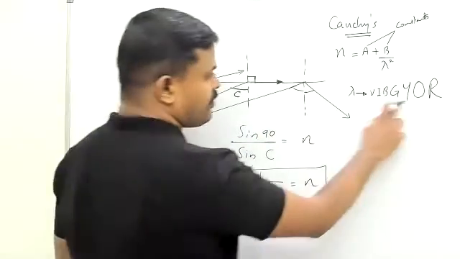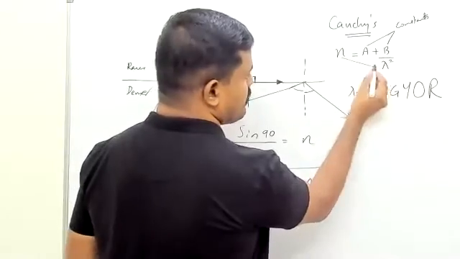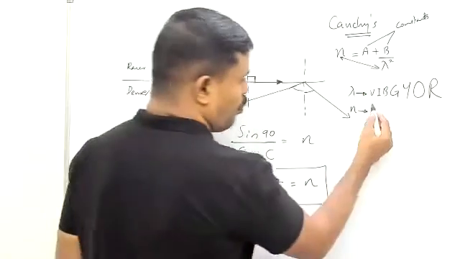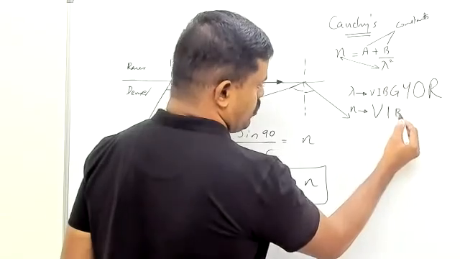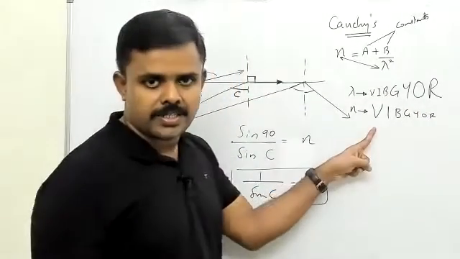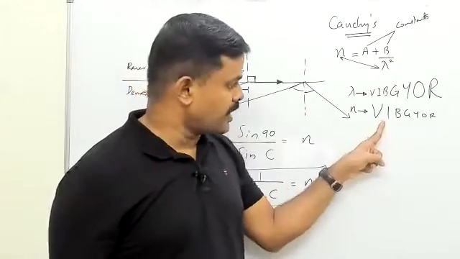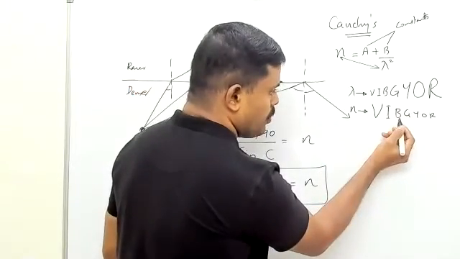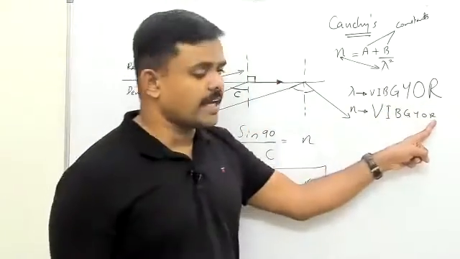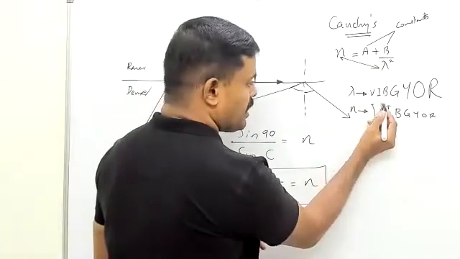Okay, so if lambda varies this way, n should be varying which way? N and lambda are inversely proportional, so n should have the reverse variation. Violet should be the greatest, then comes indigo, blue, green, yellow, orange, red. So the refractive index of violet color is greatest and that of red color is smallest. The least refractive index is for red and the greatest refractive index is for violet.